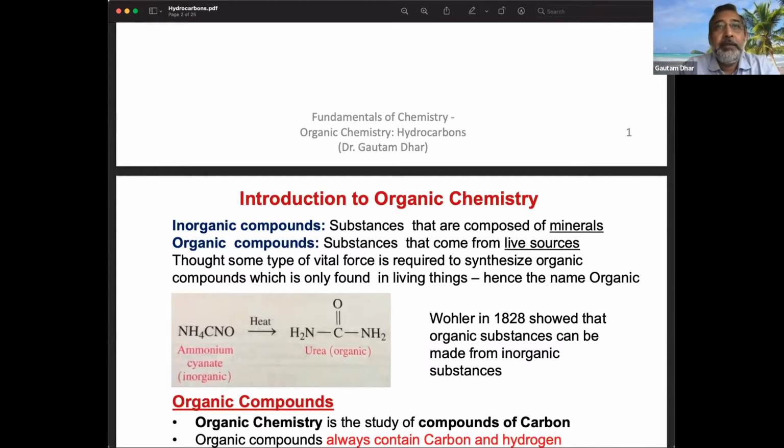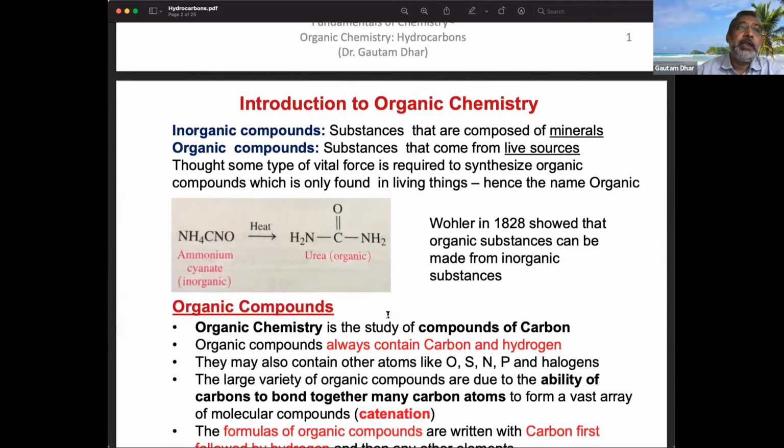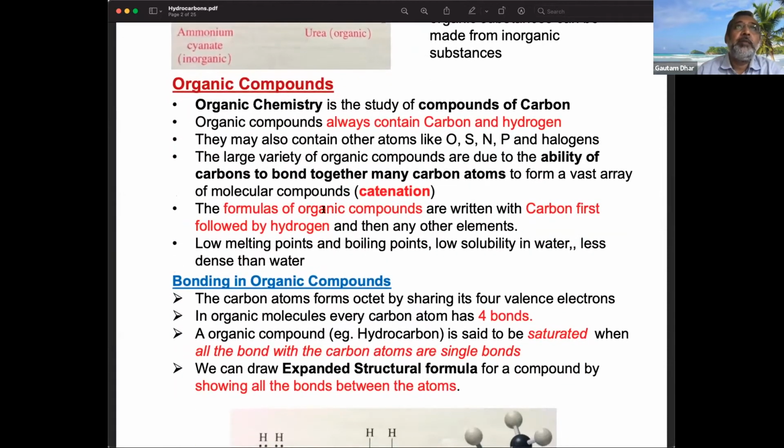And now most of what we use is manufactured in the lab, even though the initial source had been nature. So organic chemistry is basically the chemistry of carbon in general. Apart from carbon, the other element involved in making organic compounds is hydrogen, largely, and then in small amounts oxygen, sulfur, nitrogen, phosphorus. The basic organic compound that you can think of is a hydrocarbon, carbon and hydrogen.